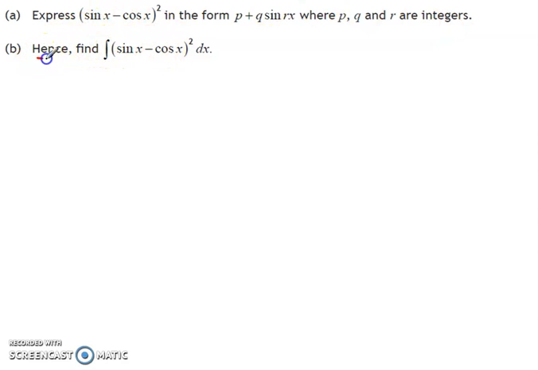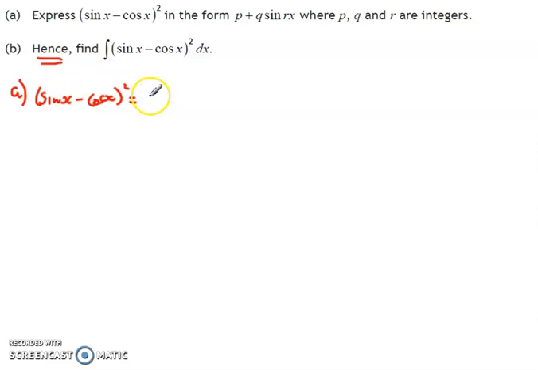So again, that word hence that we've come across many times in the course, hence meaning use what you've just done. So let's start by looking at part A. So express this in that form. Well, I've got sine x minus cos x in a bracket. The bracket's squared. Let's multiply out the bracket.